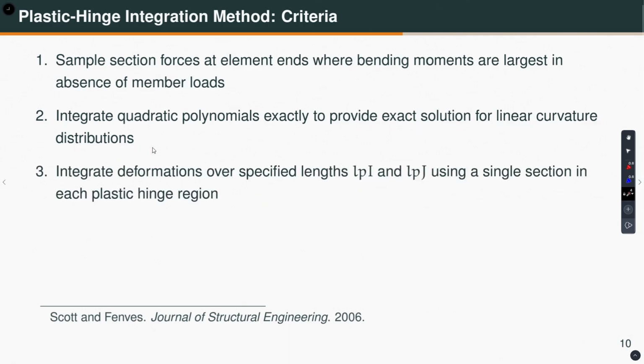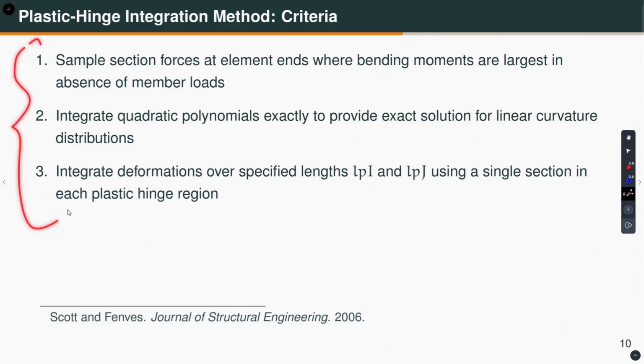Okay. The third is to integrate deformation over specified lengths. So, let us say at element end I, the length of the plastic hinge is LPI, and at end J, the plastic hinge length is LPJ, using a single section in each plastic hinge region, so that there is no question of changing the number of integration points and thereby reducing the weight. We will use in the plastic hinge region only one integration point. So, that is the whole idea. So, using this technique, I want to now come up with another integration scheme, that is what Scott and Fenwick proposed in 2006. So, you can go ahead and take a look at this paper.